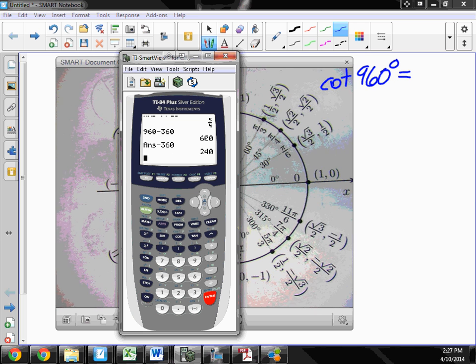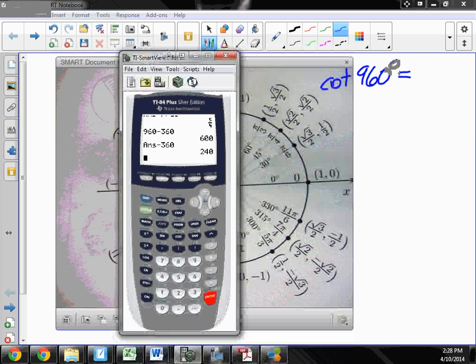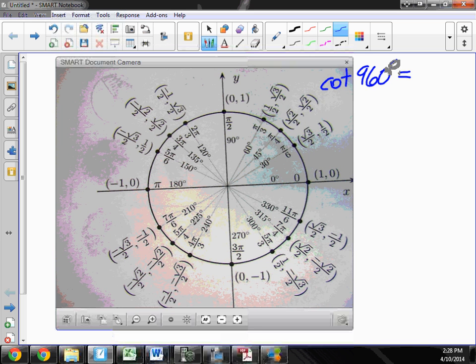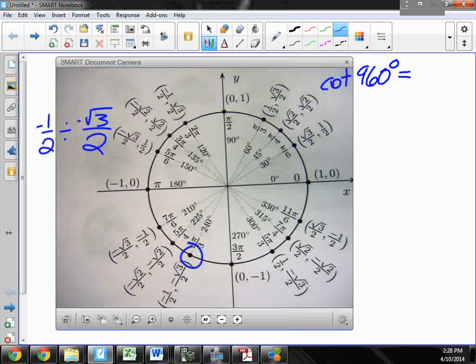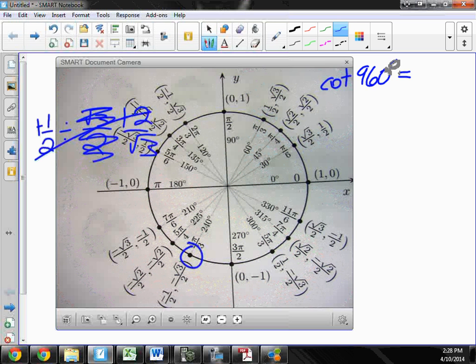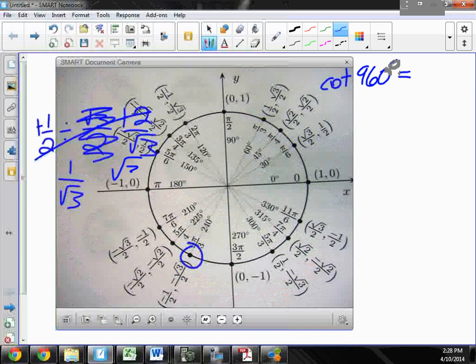Cotangent would be found using x over y. It's the reciprocal of tangent. So if I go to 240 and I do x over y, negative 1/2 divided by negative root 3 over 2. Flip and times. So this is negative 2 over root 3. Negatives cancel. 2's cancel. I'm left with 1 over root 3. Root 3 over 3. Good.